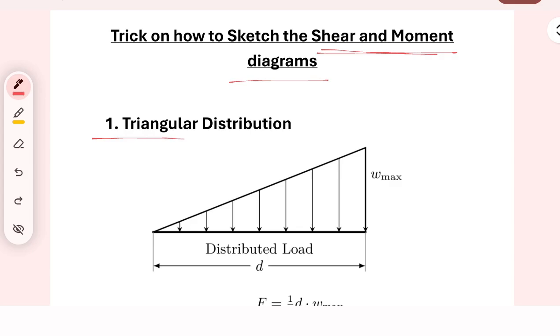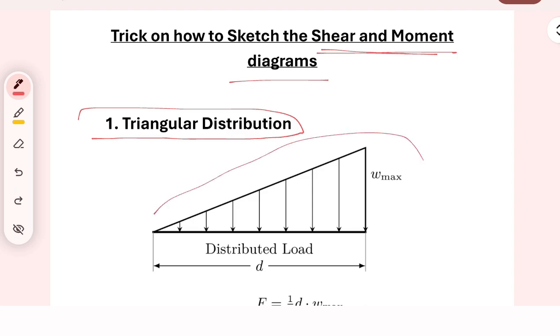In this case, we are given a triangular distributed loading acting on the beam. So for example, that's the beam and there's a triangular loading acting on it. That triangular distributed loading must be replaced with a single force. The question is, what is the magnitude of that force that should replace the triangle, and where will that force be located?